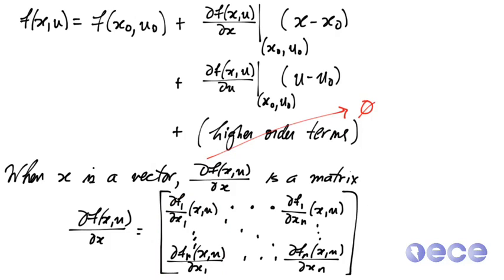But for now, just accept that the partial with respect to x is going to be a matrix if we have a vector for x. So now we can do the same thing similarly for y as some function g of x and u. Okay, where do we go from here?